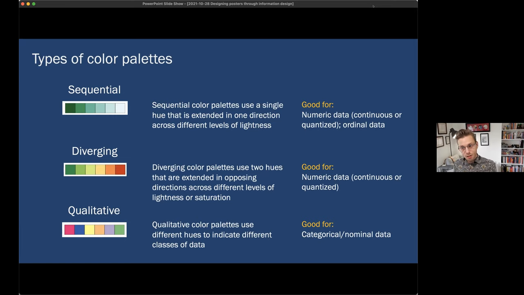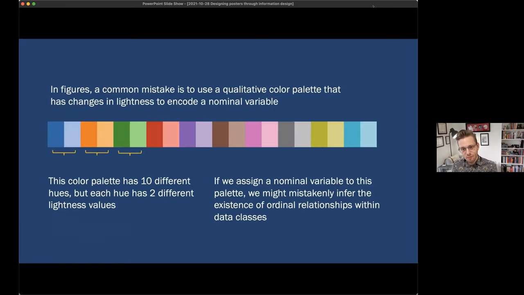Diverging color palettes are good for numeric data as well, which might be continuous, but that go in opposite polar directions of value, increase or decrease. And then we have qualitative color palettes, which use different hues, which are good for categorical or nominal data. A lot of times, tools that offer color palettes for our data offer color palettes that don't make sense for the kind of data that we're encoding.